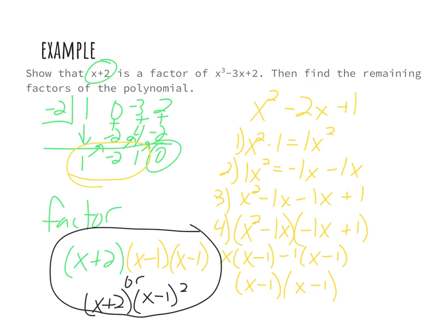So you should have found that it was in fact a factor, and then what was left was x squared minus 2x plus 1. If I factor that, I get x minus 1 times x minus 1. So my factors are x plus 2, x minus 1, and x minus 1, or I can write that as x plus 2 and x minus 1 squared.